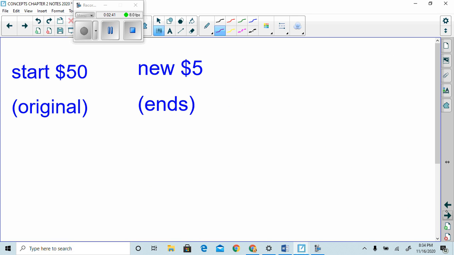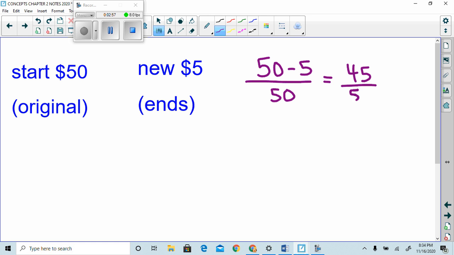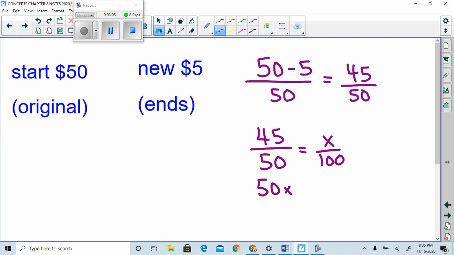One last problem before we move on. We're going to again find the change. Place that over the original. So the base number here is the original. Time to set up your proportion. Cross multiply. Divide.